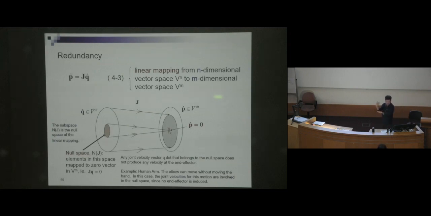For example, you can imagine your human arm. You can move your human arm without actually moving the hand. For example, you hold your hand in position, and then I move the arm. So my end effector is not moving, but my lower arm is moving. You can also do this example when you put your hand, and then you turn around. Your end effector is not moving. So this is the null space.